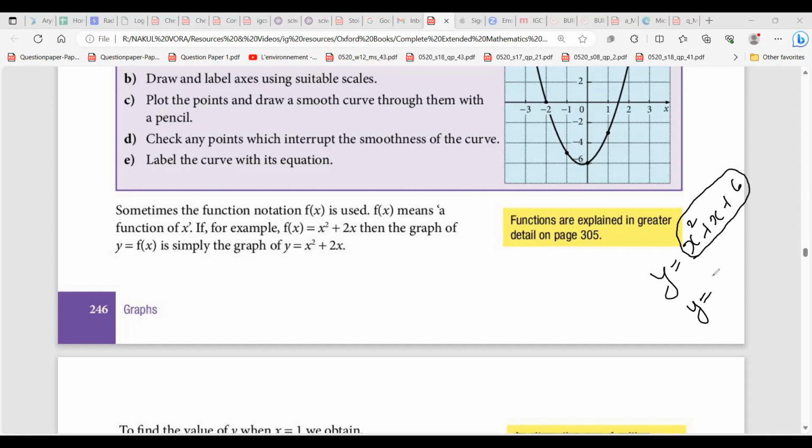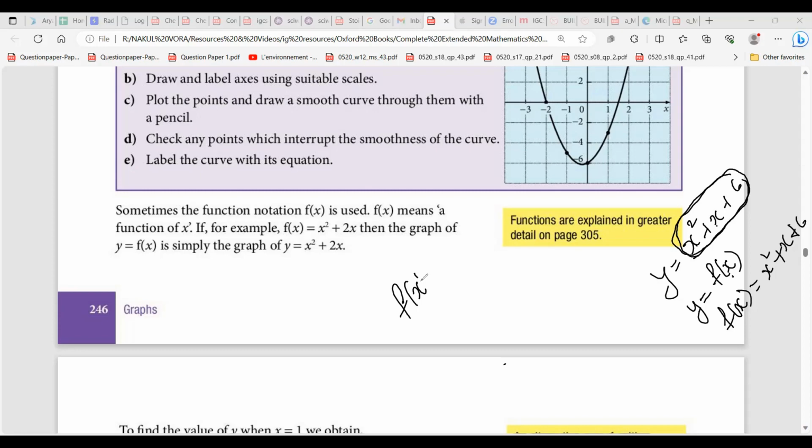So y is equal to f of x, function of x. This entire thing, which is x square plus x plus 6, is called a function. Function of which variable? Sir, x as a variable. So therefore, f of x is also equal to x square plus x plus 6. y and f of x can be interchangeably written like this. Do you get it?